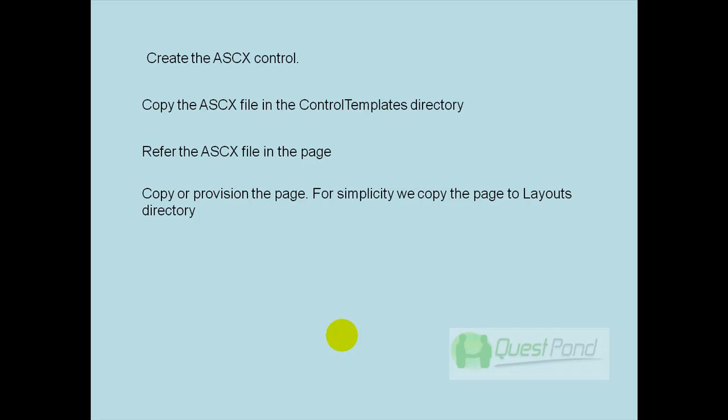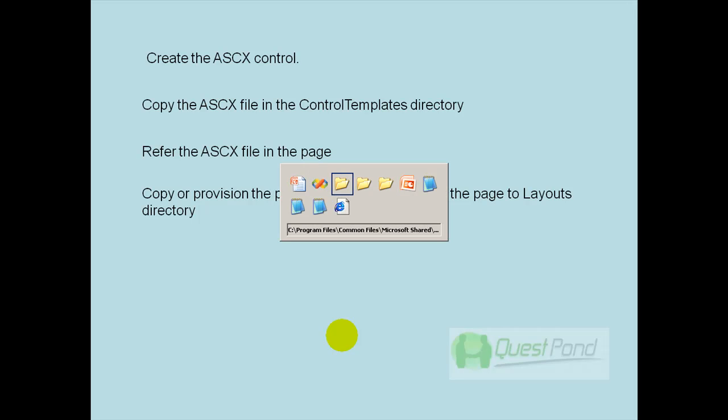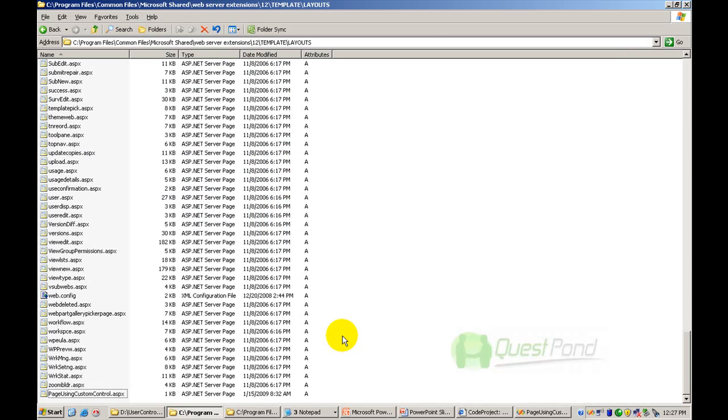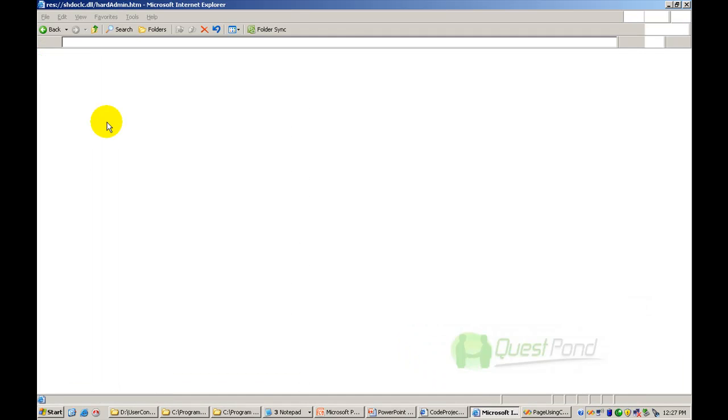The final step is where we need to copy this page, or provision this page. What I'm going to do is just copy this page to the layouts directory and display it and see how it works. This is my layouts directory, and I've copied the page here, page using custom control.aspx. Okay, so now that we are done, let's see how our page looks.